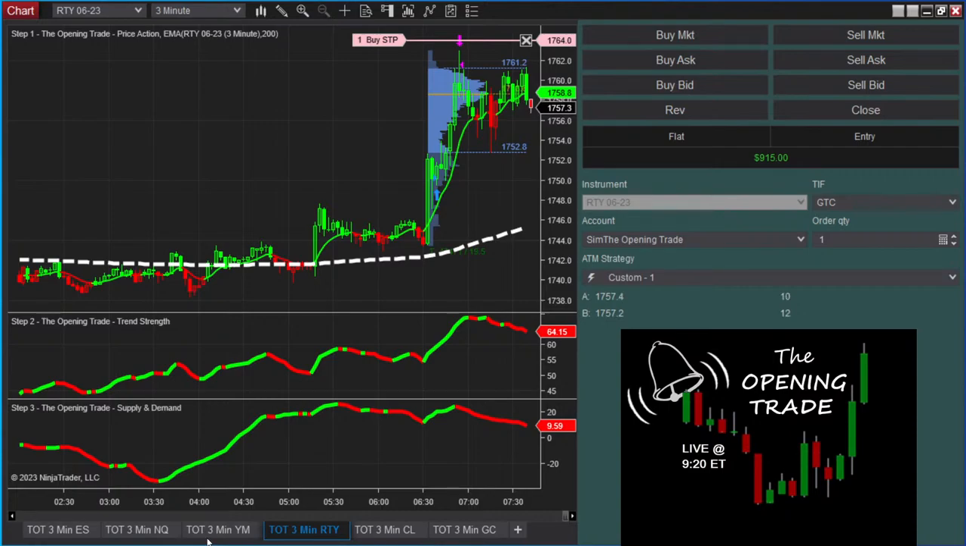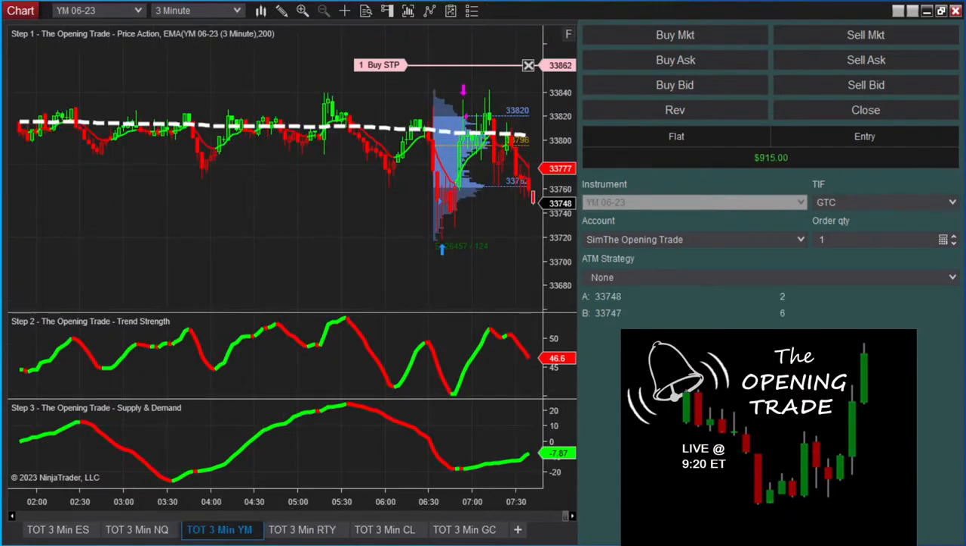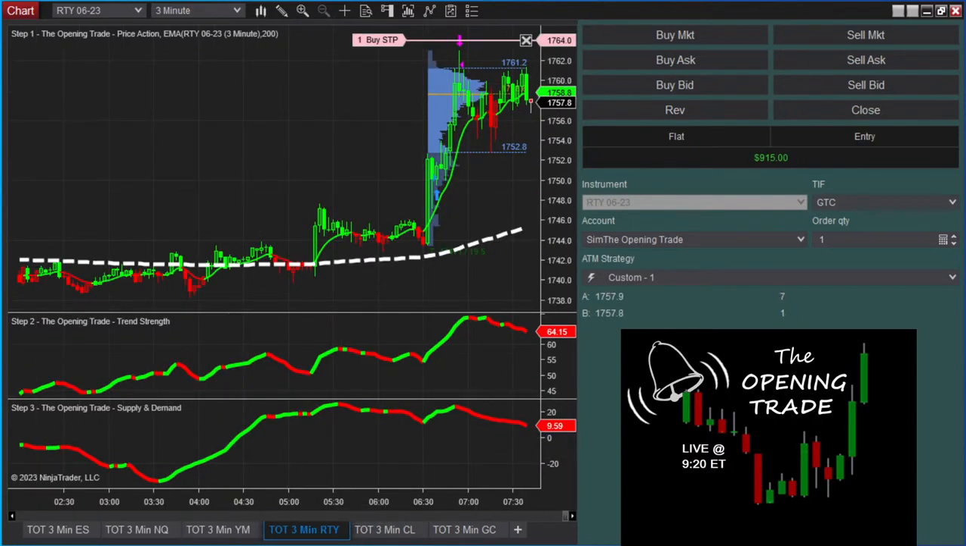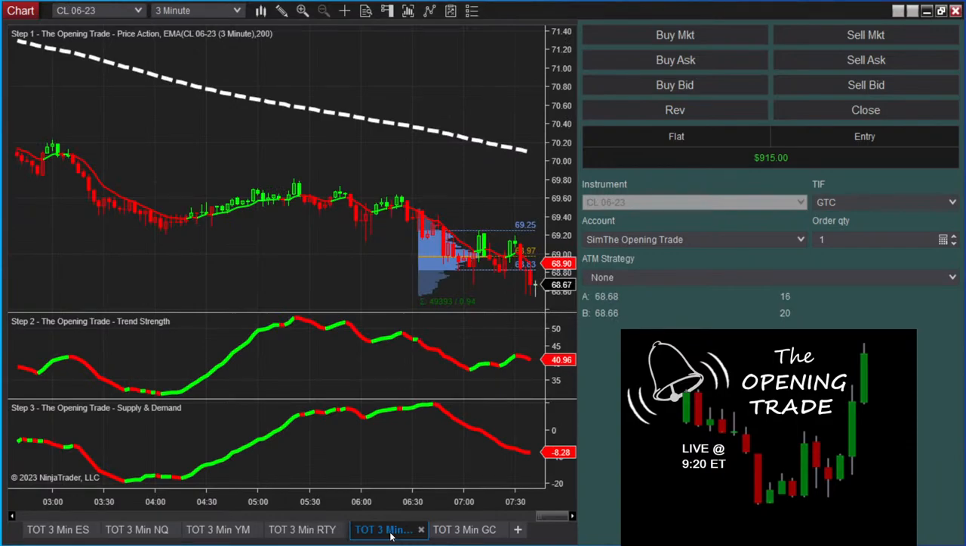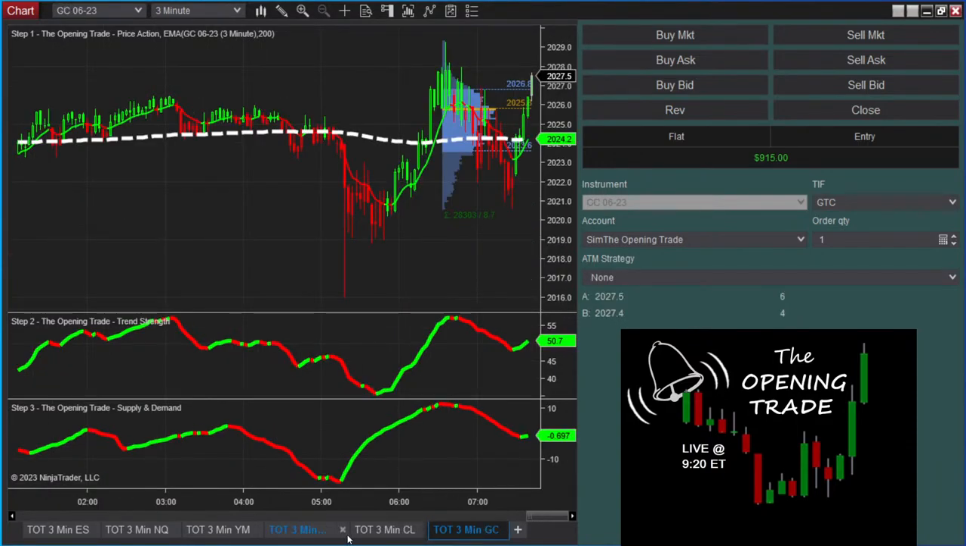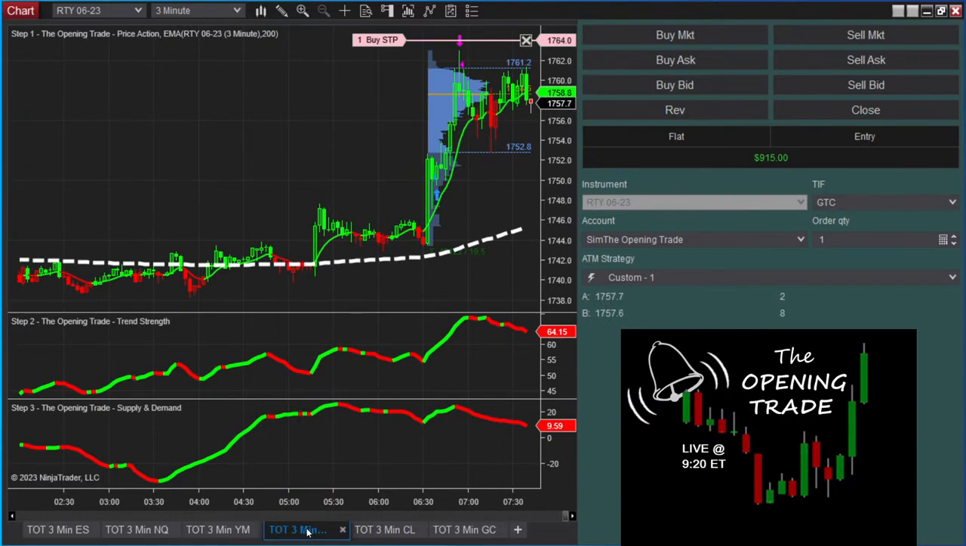Russell still hasn't done its thing, nor has Dow. Let's see what's on the... So crude oil inventories came out way different than forecasted, but that is a good thing. So that being a good thing, here we go. Let's look. All right, so we'll be back in a while to check on this Russell and Dow to see what happens.